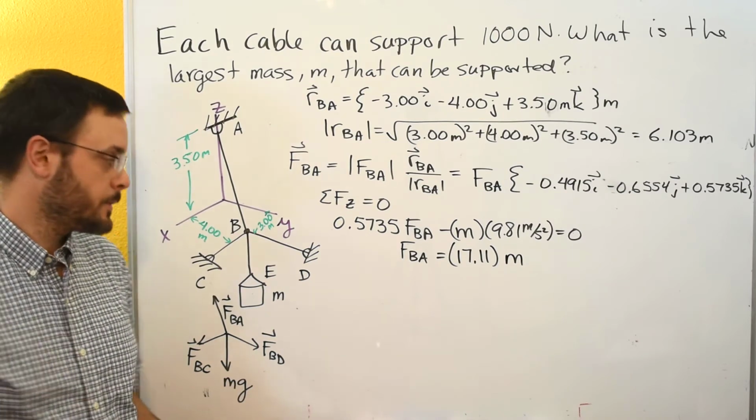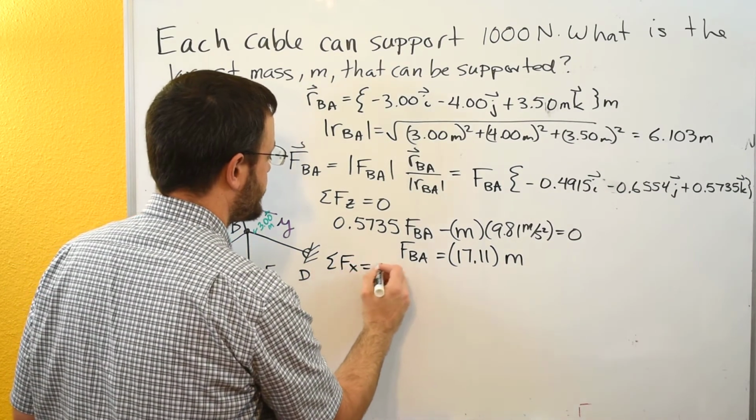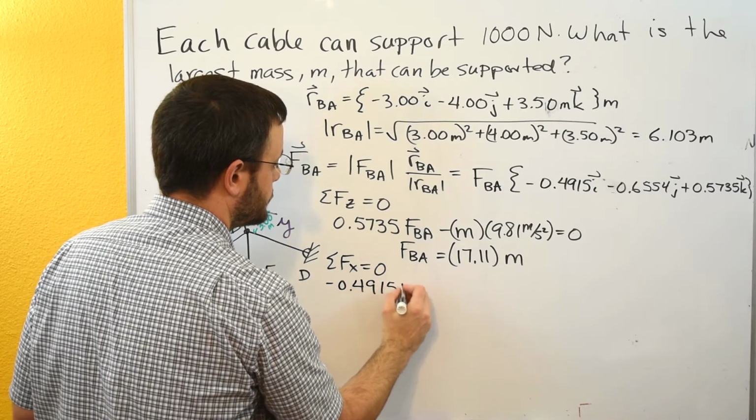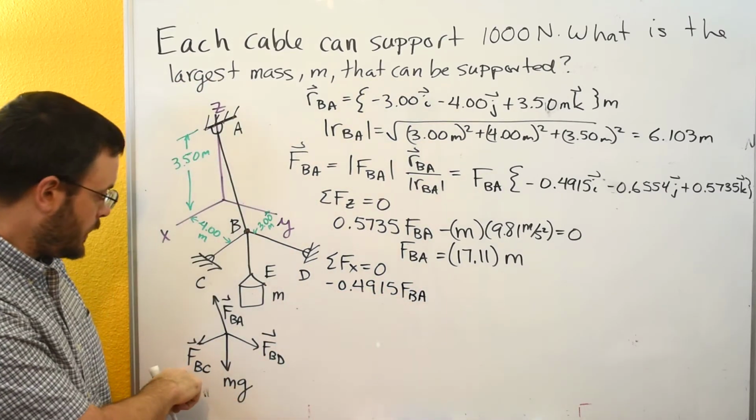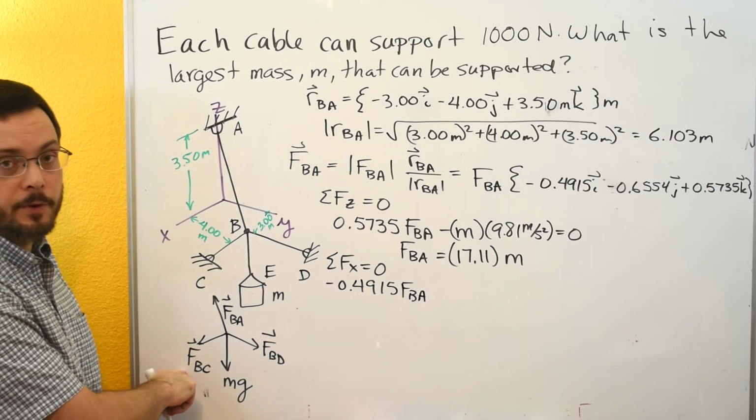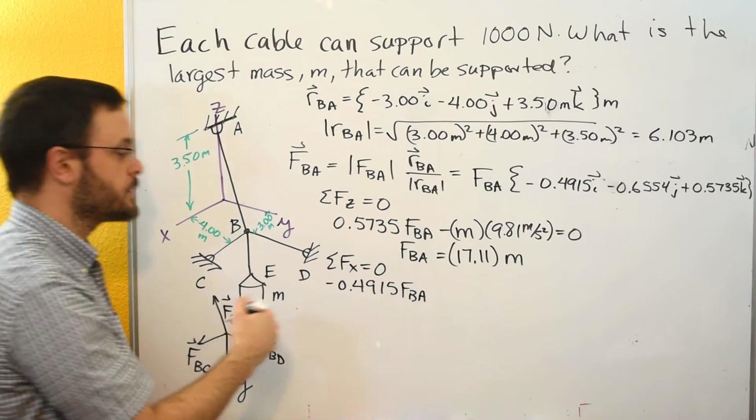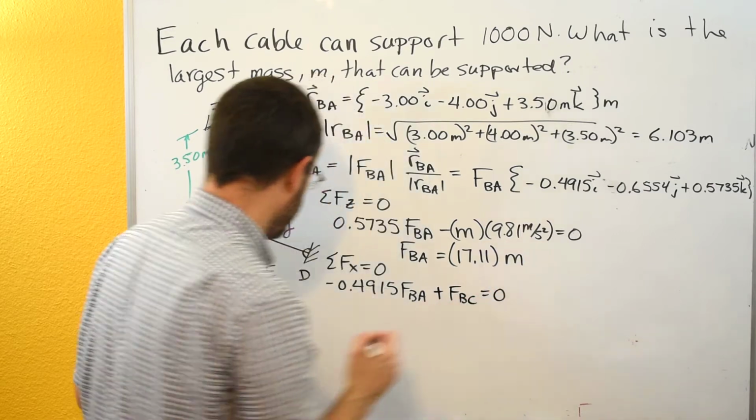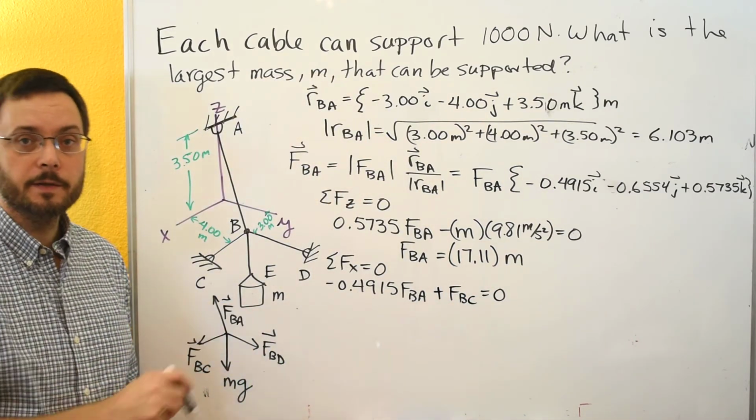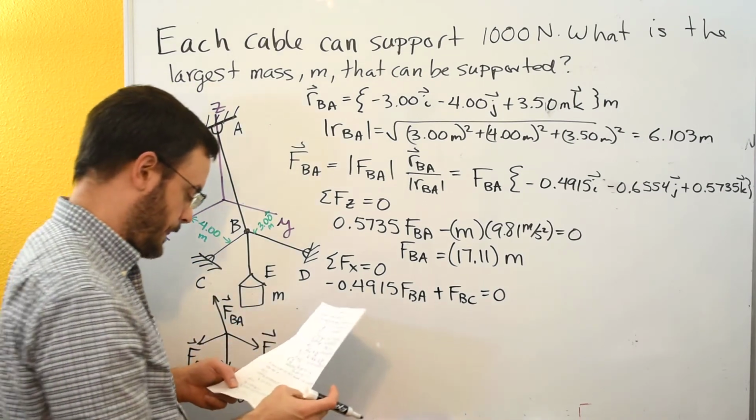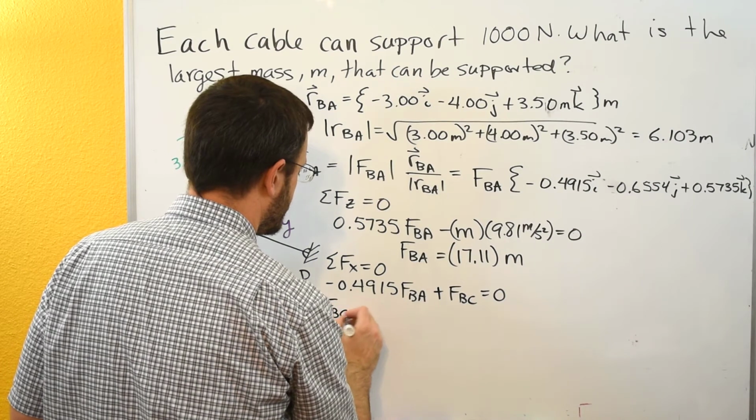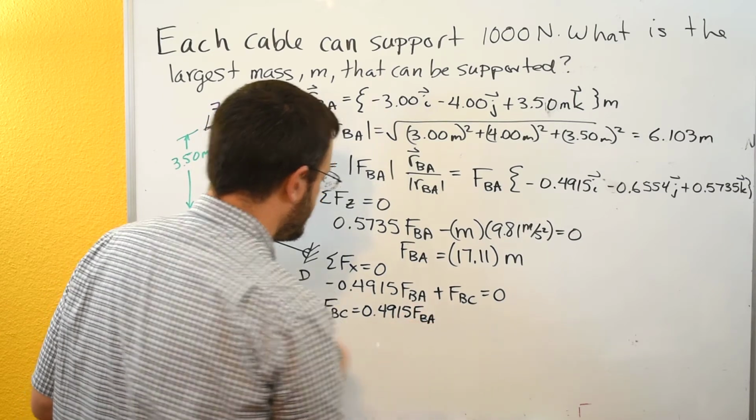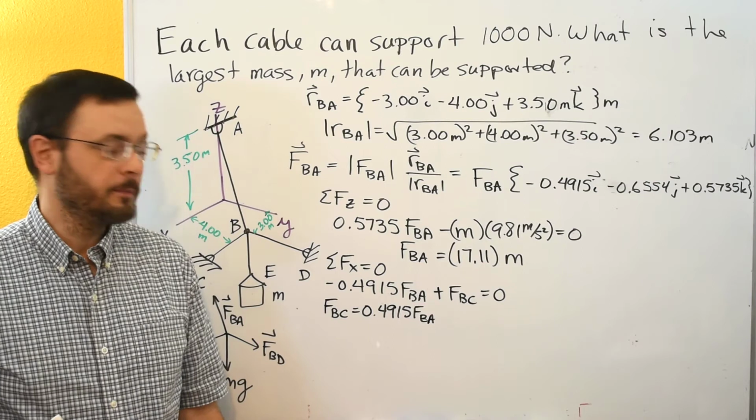Now we can do the other two components. Let's do sum of forces in X. Pick the X component out here. And FBC, let's see if it has an X component. FBC looks like the whole thing goes in the positive X direction. Let's look at FBD. Looks like FBD goes in the positive Y direction, so it doesn't show up in this equation. So we'll rearrange, by adding the 0.4915 FBA to both sides.